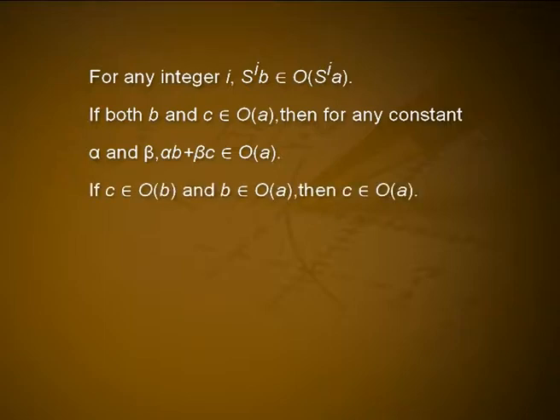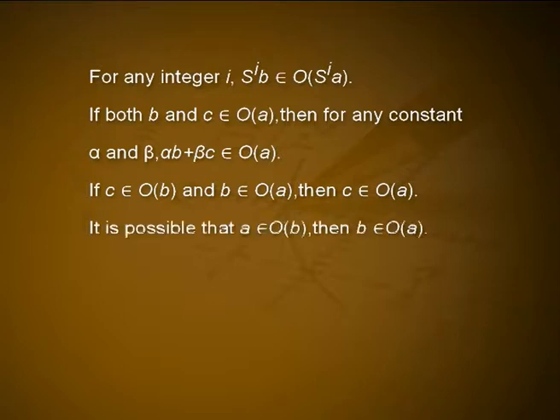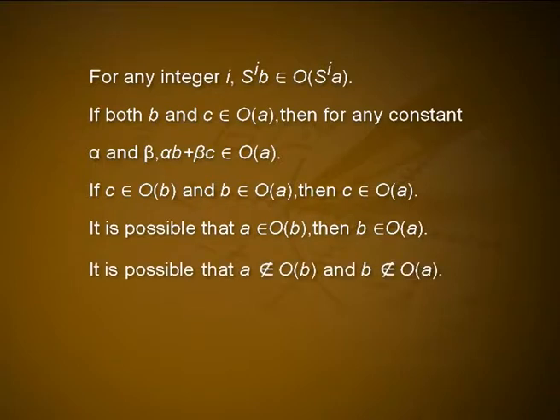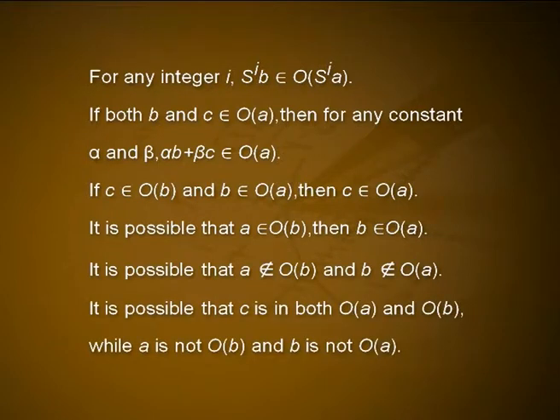If c belongs to O(b) and b belongs to O(a), then c belongs to O(a). It is possible that a belongs to O(b) and b belongs to O(a). It is also possible that a is not an element of O(b) and b is not an element of O(a). It is possible that c is in both O(a) and O(b), while a is not in O(b) and b is not in O(a).